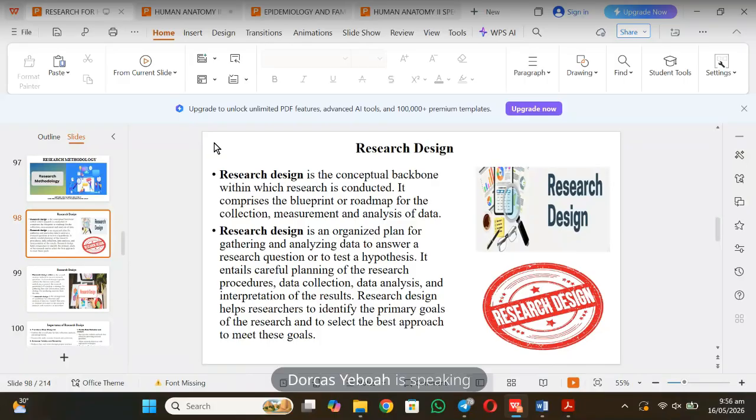So you said it reduces recall bias. That is 1. 2. The selection bias. So you said it gives details. Good. It gives you detailed information. Apart from that, it will give you complete data. Is that okay? Complete data.